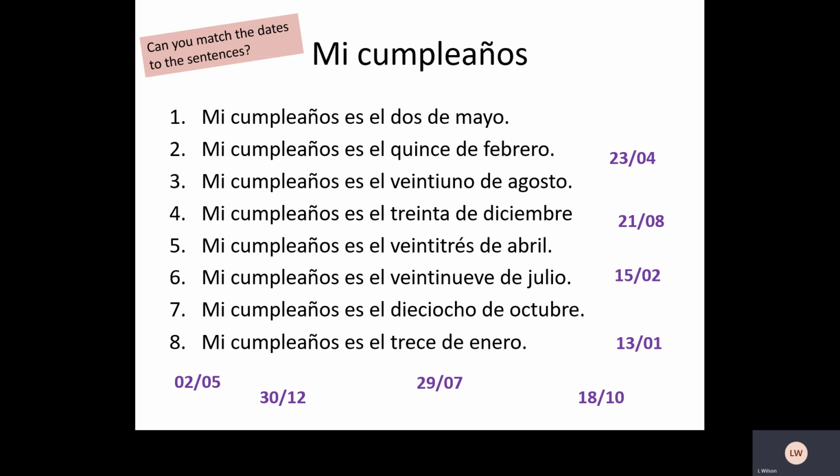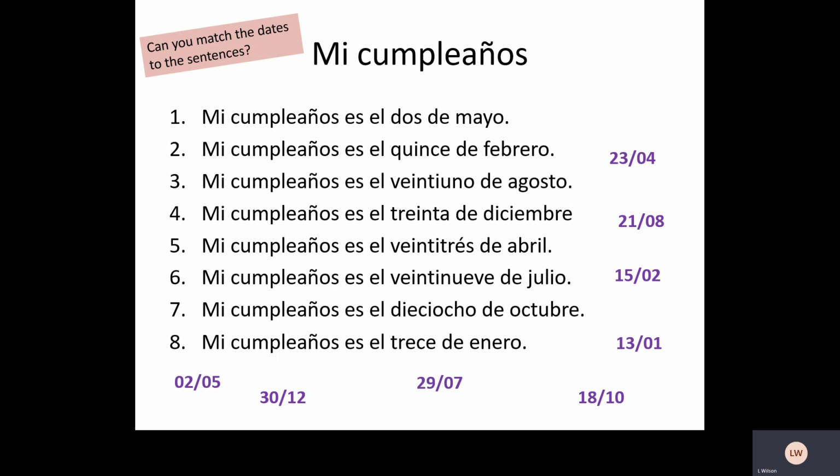Número 4. Mi cumpleaños es el 30 de diciembre. So that's the 30th of December. So you should have 3012. Número 5. Mi cumpleaños es el 23 de abril. There's the 23rd of April, so you should have 2304. 6. Mi cumpleaños es el 29 de julio. 29th of July, 2907.